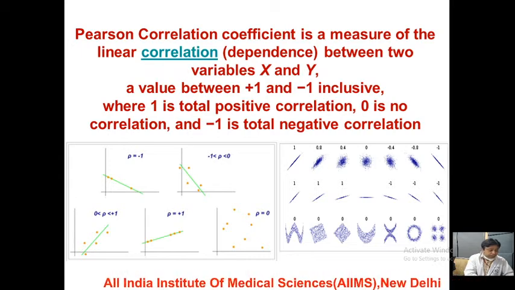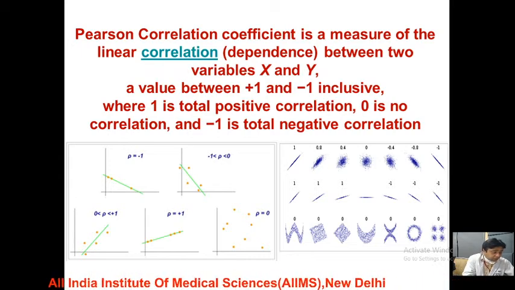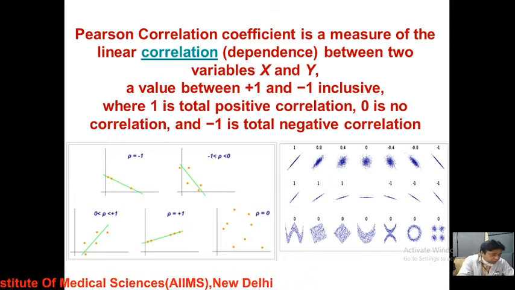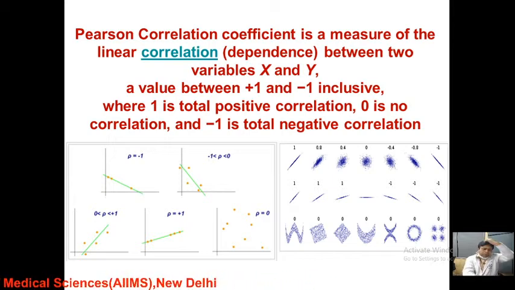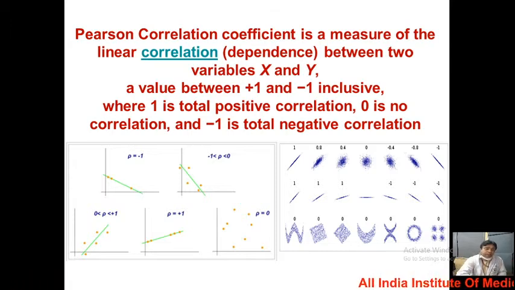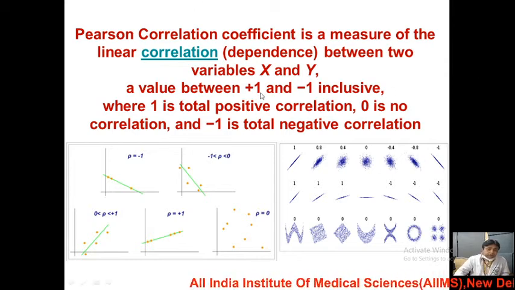Okay, so what is this Pearson's correlation coefficient? Well, this is a kind of correlation coefficient which gives you an idea about how two data sets are actually associated with each other. What is the relationship between these two data sets and how they are related with each other. Now, it is a measure of the linear correlation or dependence between these two variables x and y.